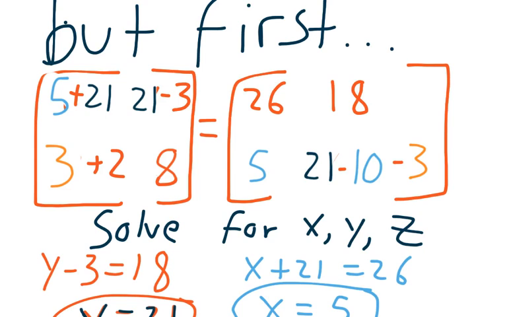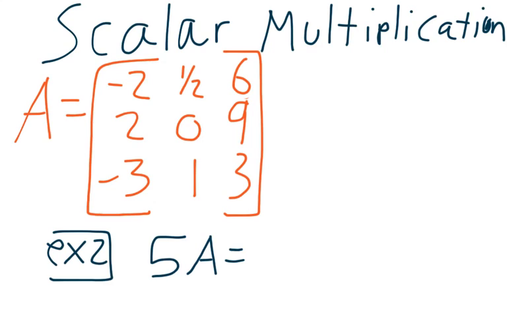So now on to the actual lesson, scalar multiplication. So here I have a matrix A. It's a 3 by 3, 3 rows, 3 columns. What I want is 5A. This is what's called scalar multiplication. 5A, there's no sign, so that's multiplication. So this is multiplying by a scalar of 5 because of that 5 right here.